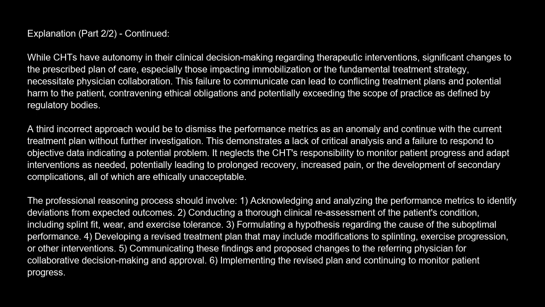The professional reasoning process should involve: 1. Acknowledging and analyzing the performance metrics to identify deviations from expected outcomes. 2. Conducting a thorough clinical reassessment of the patient's condition, including splint fit, wear, and exercise tolerance. 3. Formulating a hypothesis regarding the cause of the suboptimal performance. 4. Developing a revised treatment plan that may include modifications to splinting, exercise progression, or other interventions. 5. Communicating these findings and proposed changes to the referring physician for collaborative decision-making and approval. 6. Implementing the revised plan and continuing to monitor patient progress.